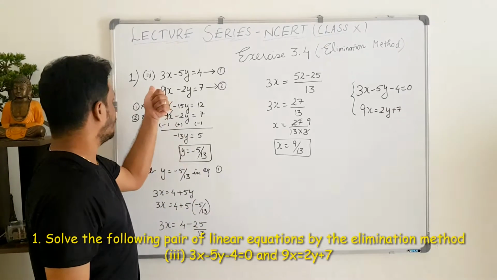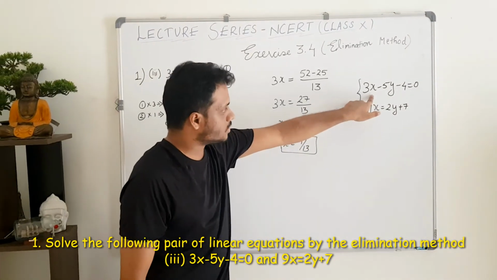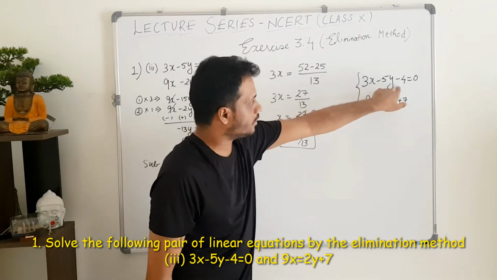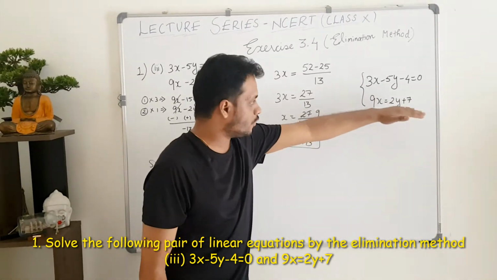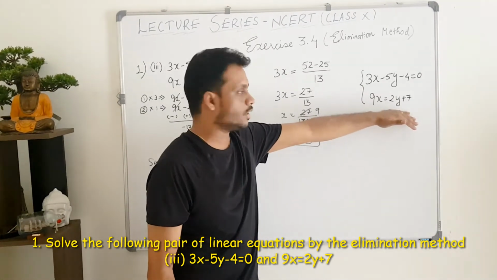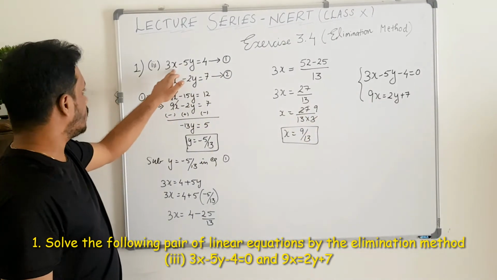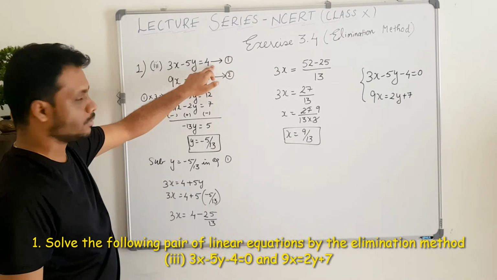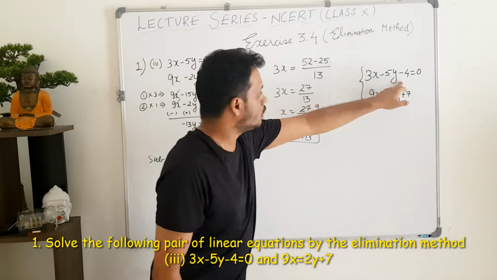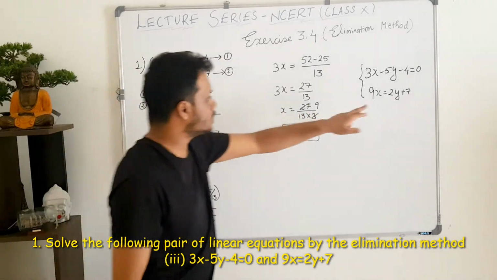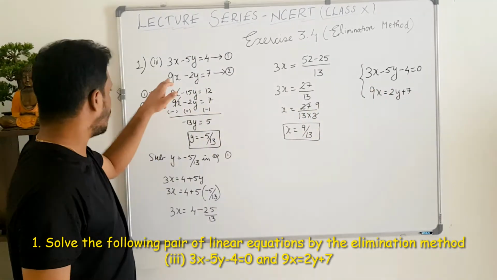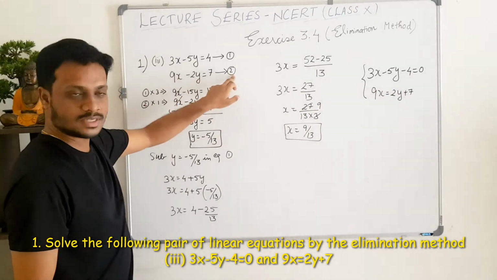This is the third subdivision. The question given in the book is this: 3x minus 5y minus 4 equal to 0 and 9x is equal to 2y plus 7. So we have to first make them into a proper linear equation format. So I have taken x and y to one side and kept the constant to the other side. So I took that 4 to the other side, so I got 3x minus 5y equal to 4 here. And in this question I have got 2y to this side. So I will have 9x minus 2y equal to 7. This is my second equation.